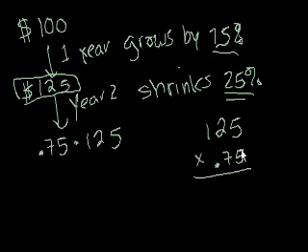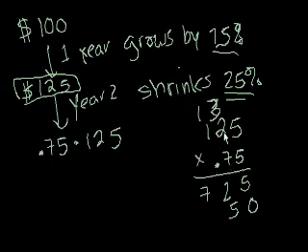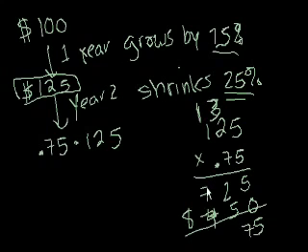So if 125 shrinks by 25%, it's now 75% of 125, or 0.75 times 125. Let's do the math. 5 times 5 is 25. 2 times 5 is 10, plus 2 is 12. 1 times 5, 5, plus 1 is 6... sorry, 7 times 5 is 35. 7 times 2 is 14, plus 3 is 17. 7 times 1 is 7, plus 1 is 8. So it's 5, 7, and then this is 7 actually. 14, 9. 94.75, right? 2 decimal points.